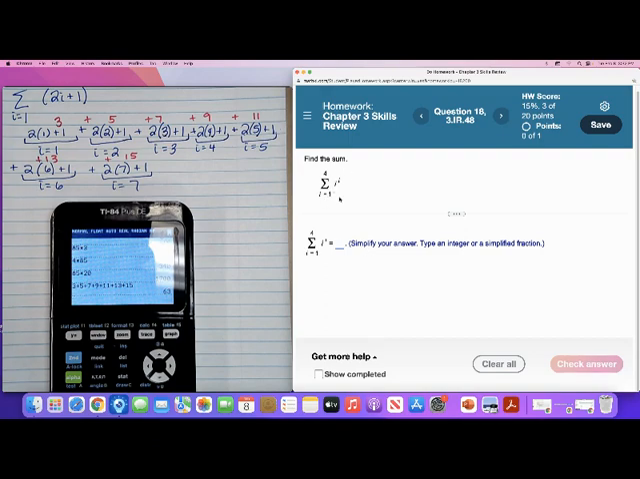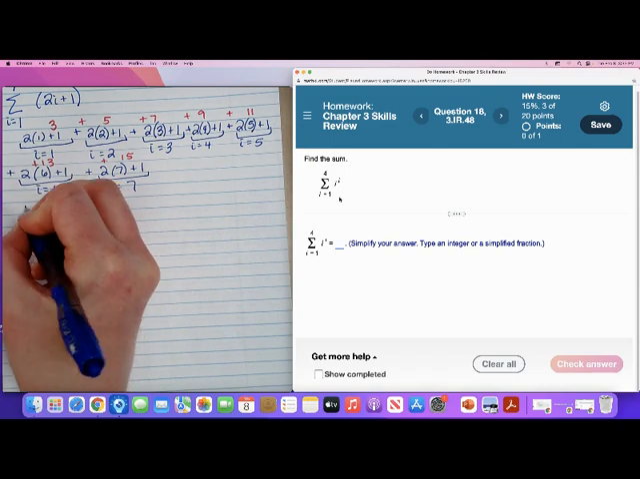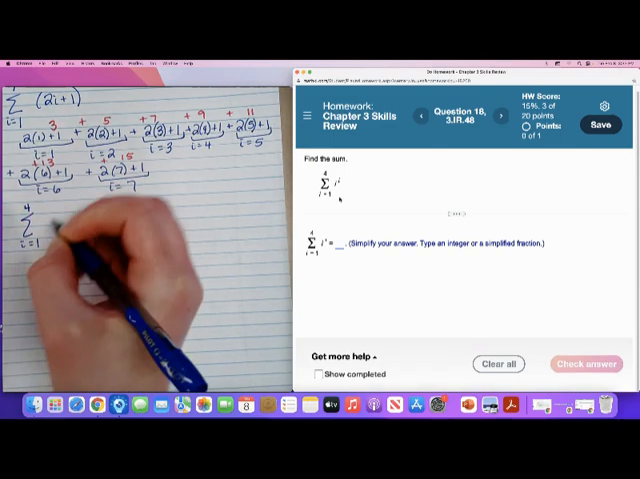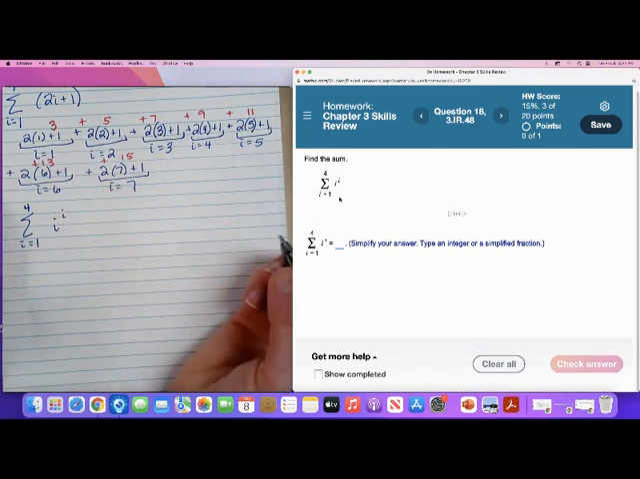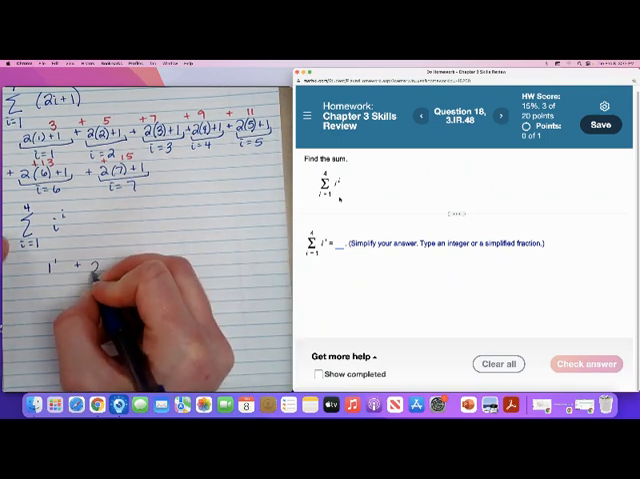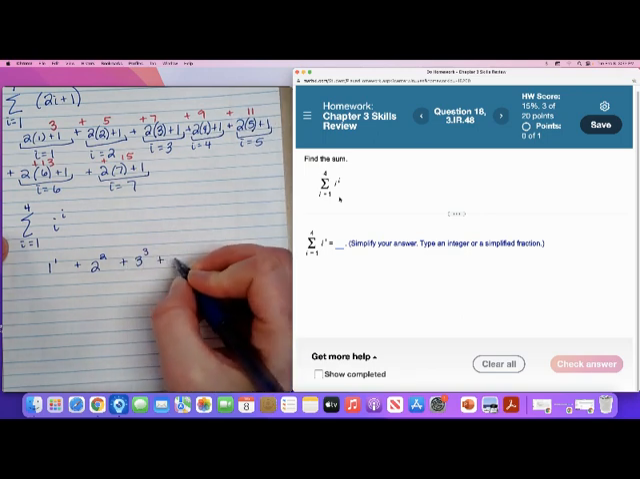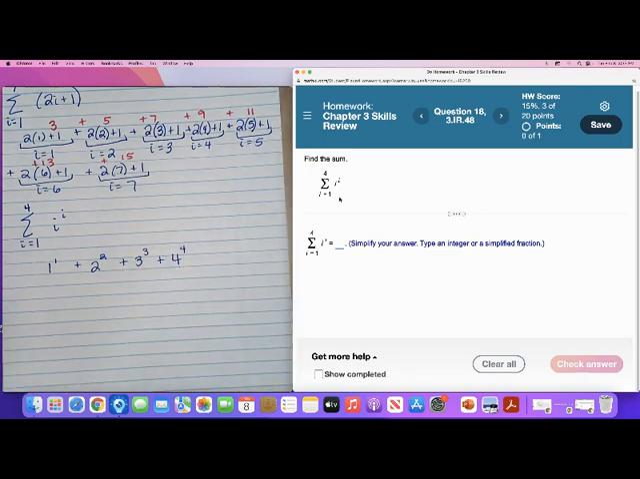All right, same thing here. You're following that same pattern. So I had 4, i equals 1, i to the i. So that means 1 to the 1 plus 2 to the 2 plus 3 to the 3 plus 4 to the 4. I'm going to add those up. Kind of a silly summation.